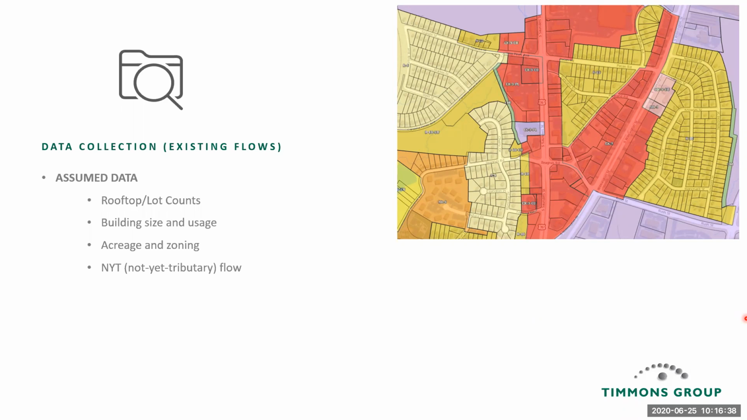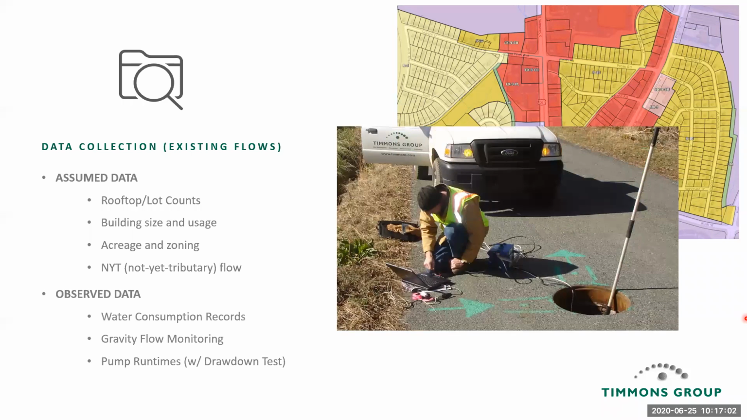And then acreage zoning is similar to building size and usage, but on a larger scale. We'll look at larger tracts of land, and based on zoning, whether it's agricultural, residential, commercial, we'll apply an appropriate flow factor. And then I mentioned NYT, or not yet tributary flows. I also call these paper flows for projects that have been recently approved but not yet constructed. And then observed flow data. Water consumption records.